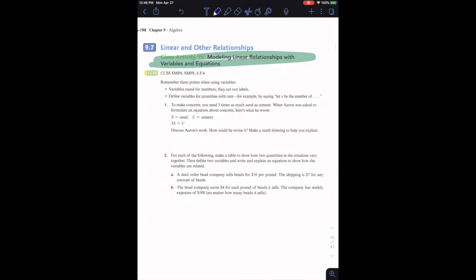Just like with the proportional reasoning and proportional relationships, now we have a little bit of experience with linear relationships. We've modeled them using diagrams, like strip diagrams. We've modeled them using graphs. We've modeled them using tables. Now, building on all of that, we need to model them using equations and variables.